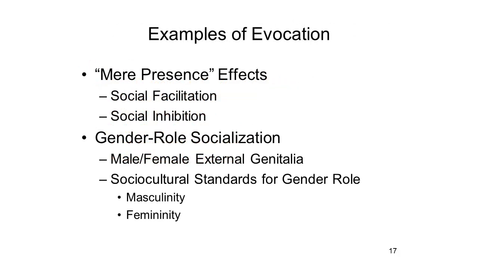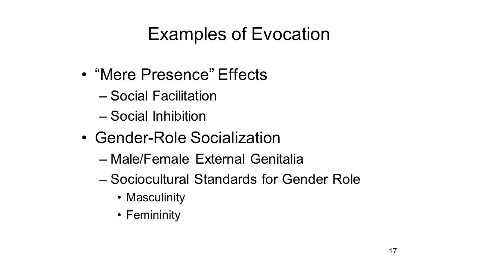We've already discussed one example of evocation in terms of mere presence effects. The mere presence of an audience can, under some circumstances, facilitate the individual's behavior and under other circumstances inhibit the individual's behavior. Here, the presence of a person in the environment changes the environment. But an even better example is gender role socialization. We're going to talk about this more in a later lecture, but for now let me simply make the point that at the moment of birth, the physical appearance of the newborn infant, whether he or she has recognizably male or female external genitalia, immediately structures the environment for that child.